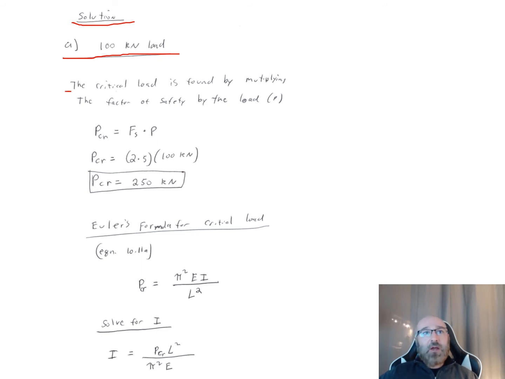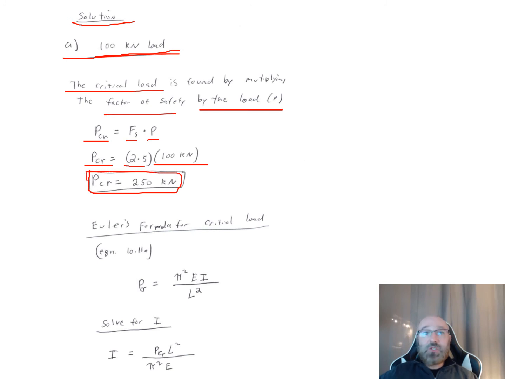So we need to find our critical load. This is found by using the relationship that our critical load, P sub CR, is equal to our factor of safety times our load P. So this is found by multiplying the factor of safety by that load that's given to us as 100 kilonewtons for part A. So P sub CR is equal to 2.5 for our factor of safety times that load of 100 kilonewtons. So P sub CR is equal to 250 kilonewtons.